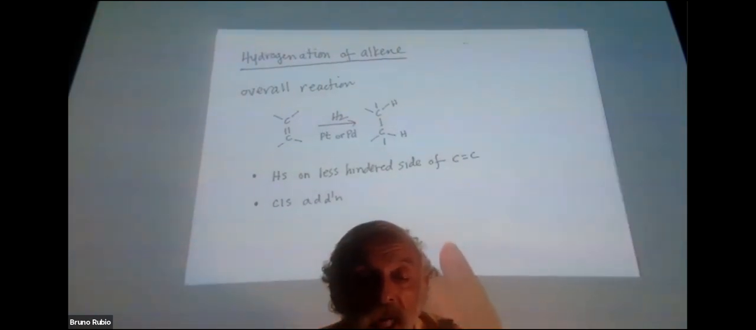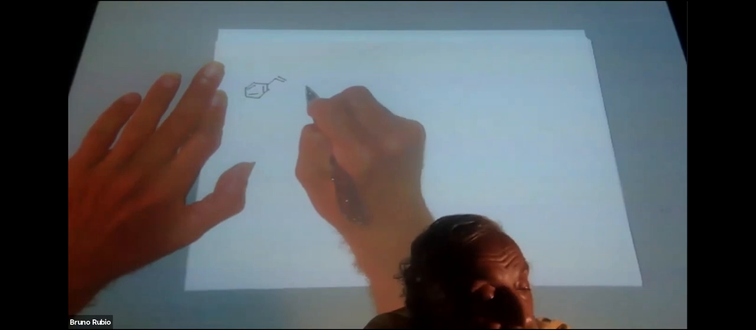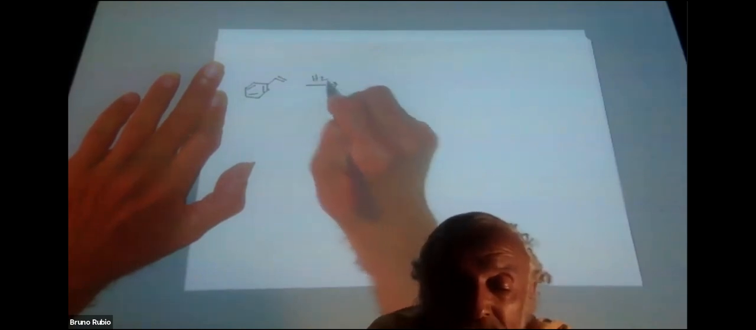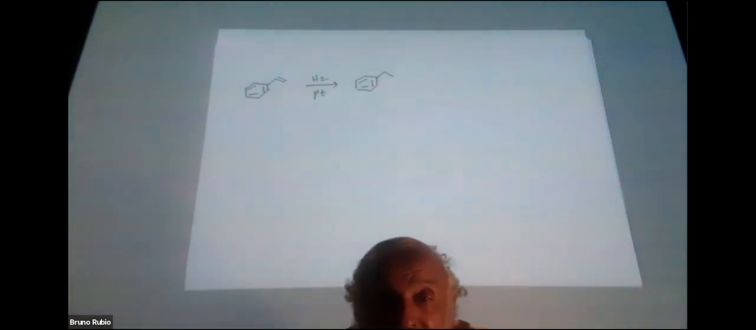Okay, so let's do some problems before we talk about the mechanism, because all we really need to know to figure out the products is this. All right, so what if we were to take styrene and react that with hydrogen in the presence of palladium? What are we going to get? That double bond is going to be taken down to a single bond. So this is pretty easy. The styrene is converted into ethyl benzene, where we've added two hydrogens across where that double bond used to be.